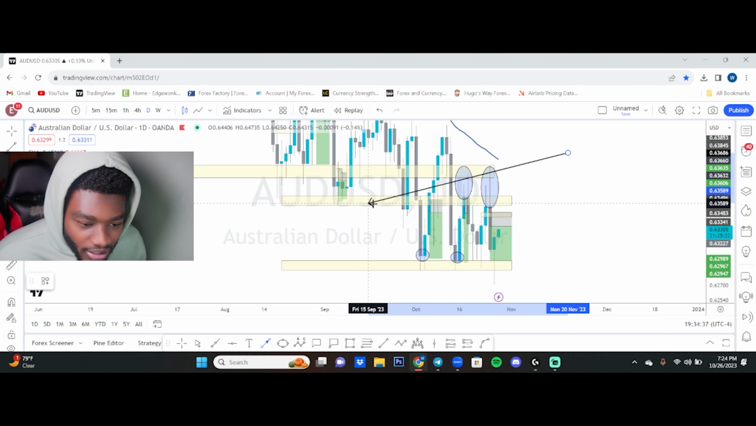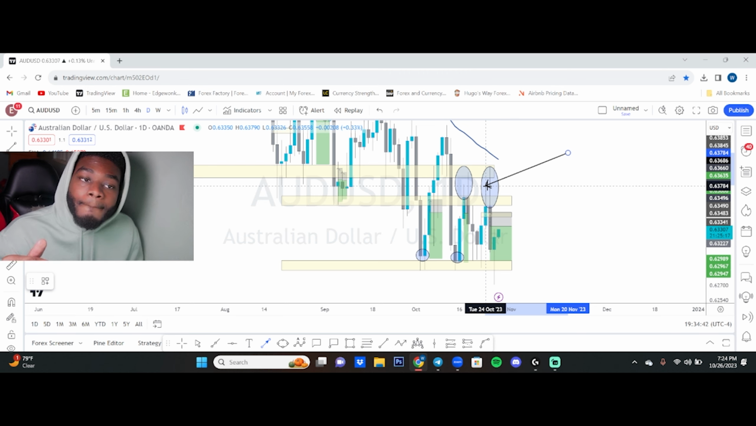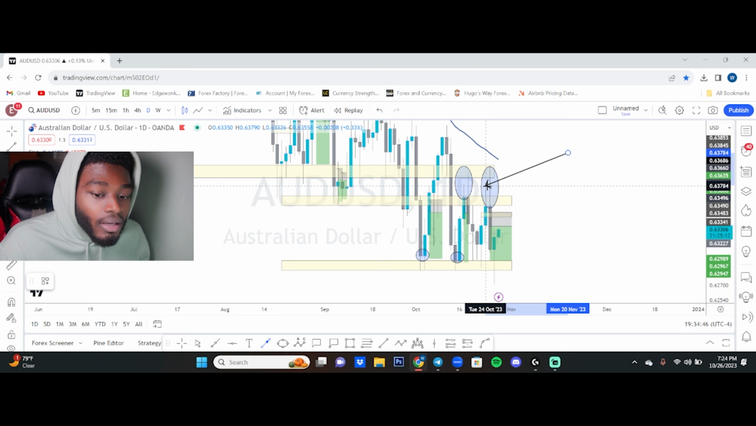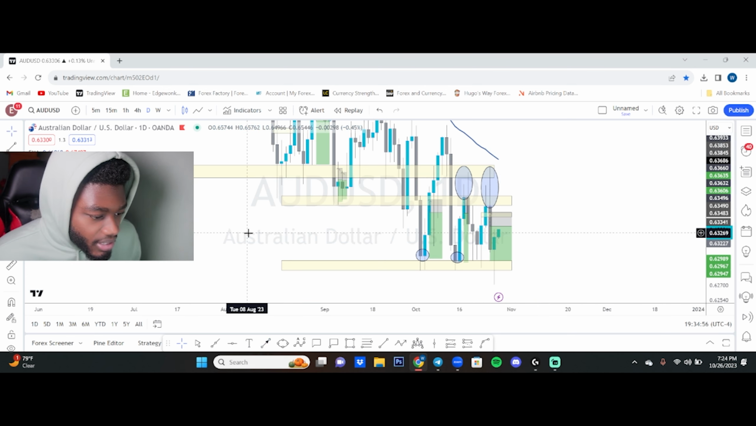So I identified that price has wicked off of here, and this essentially gave me a signal. It gave me a call, a notification, like, hey, I wicked off this level. He doesn't want to buy, he wants to sell. So that's the side I want to stay on. I'm staying on the seller side.